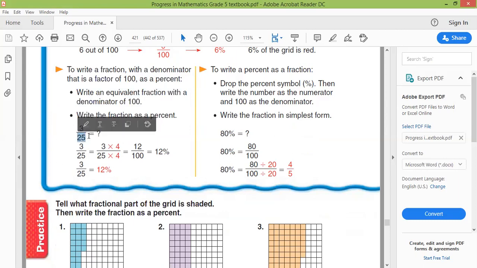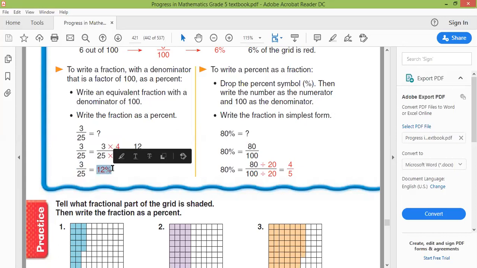You will multiply both numerator and denominator, means the up value and the down value. As you can see here, they did 3 times 4 and 25 times 4. Clear? Now, 12 out of 100, it means 12%. So they changed 3 over 25, 3 over 25 means it's 12%.